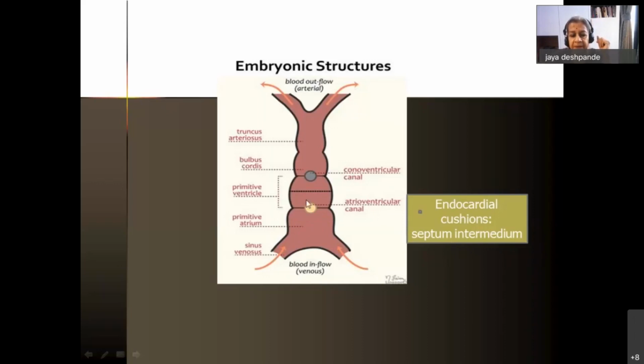Then we have the primitive ventricles. This primitive ventricle leads to another chamber which is known as the bulbus cordis, and this contributes to the outflows of both the ventricles. Beyond the bulbus is the truncus arteriosus, which will develop into the 2 main arteries, the pulmonary artery and the aorta. Now the septum intermedium, as we saw last time, divides the atrioventricular canal into a right and a left orifice.